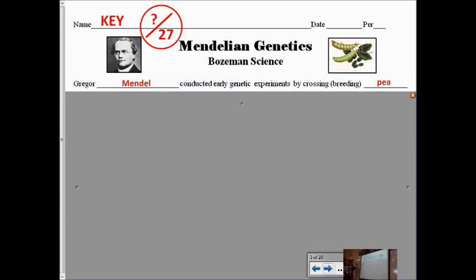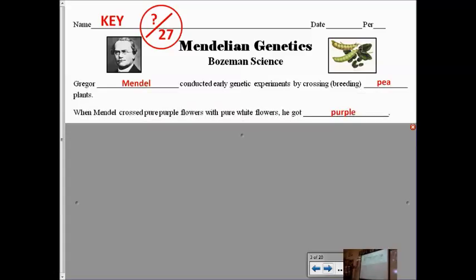When Mendel crossed pure purple flowers with pure white flowers, he got what? Purple. So this monk that did all these breeding experiments with the pea plant, he set the foundation for modern genetics. And when he took a purebred white flower and purple flower and bred them together, and all the babies were purple, he was a little surprised. You would think that some would be purple and some would be white, like maybe half, right? That makes sense. Or you think that purple and white would give you pink, but that's not what happened.